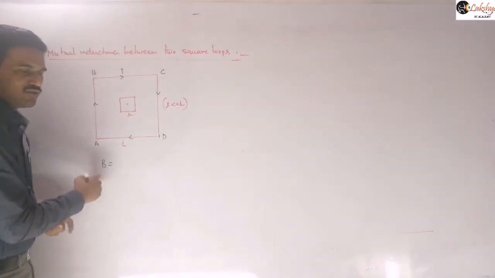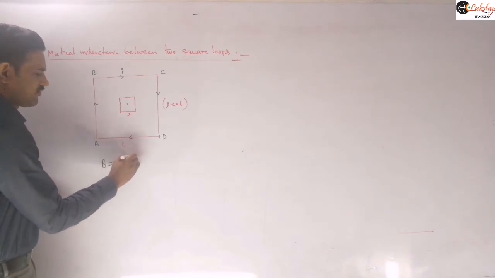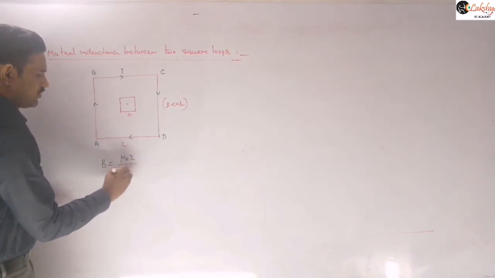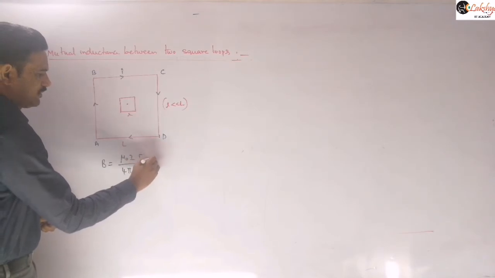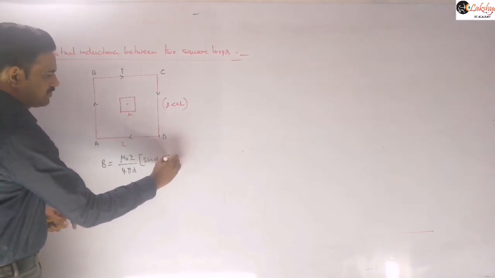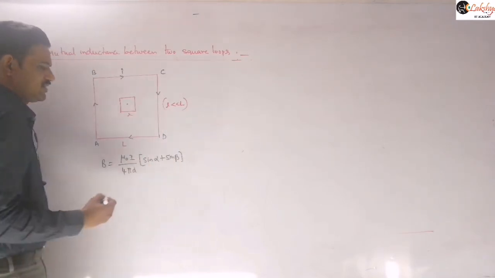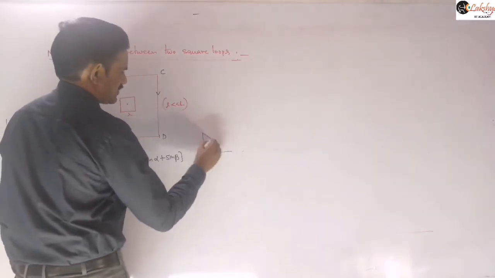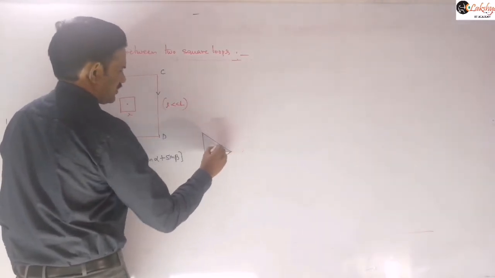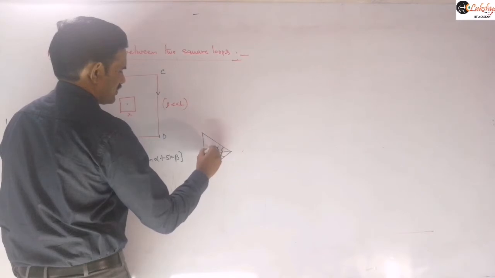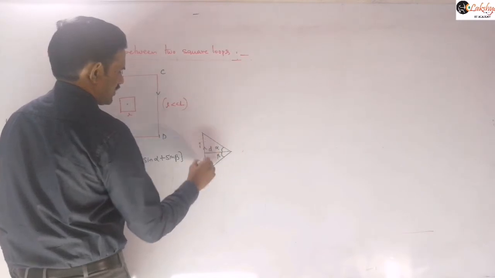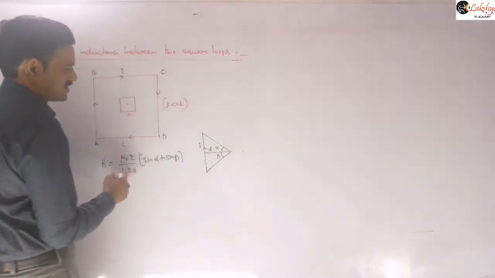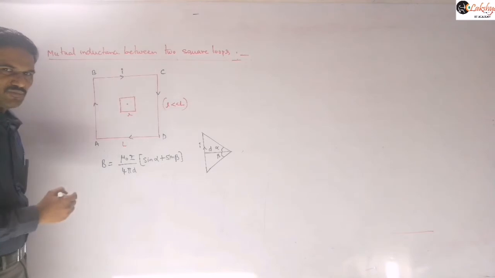This is the magnetic field due to a straight wire of finite length: mu naught I by 4 pi d into sine alpha plus sine beta. I am just reminding you of this formula. This is a straight wire having finite length. So this is alpha, this is beta and this is our d. This is a current carrying conductor, right? So that is the formula for this. Now we need to apply this formula here.